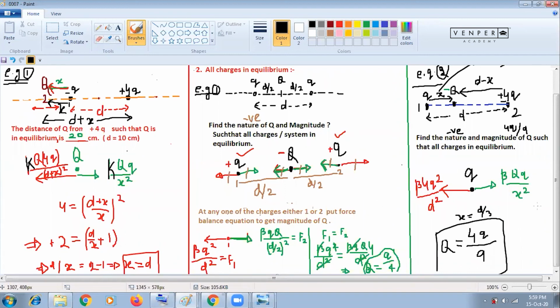Yes or no? And remember, in this question we are telling only capital Q is in equilibrium. Understood? So the question is also written that only capital Q is in equilibrium.